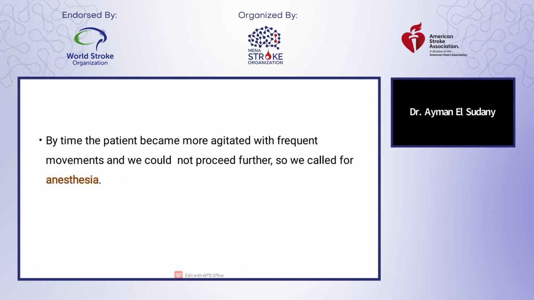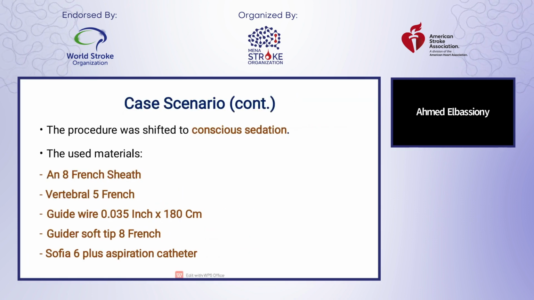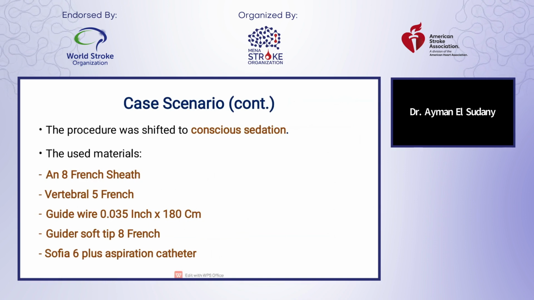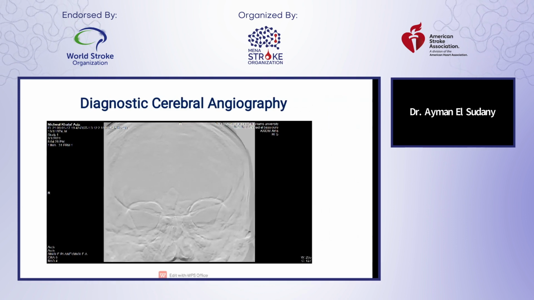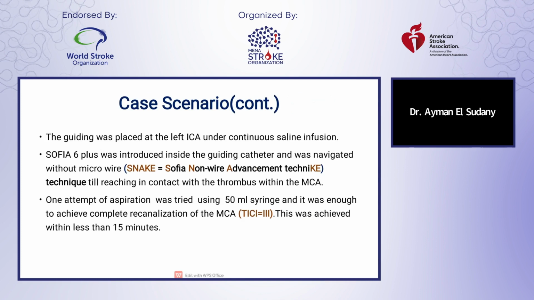By this time, the patient became more agitated with frequent movement, so we called for anesthesia. The procedure was shifted to conscious sedation. The materials we used: an 8 French sheath and 5 French diagnostic catheter, a 0.35 guide wire, an 8 French guiding catheter, and an aspiration catheter called Sofia 6+. Again, the images do not work. We placed the guiding catheter at the left internal carotid artery under continuous saline infusion, and introduced the aspiration catheter inside the guiding catheter, and navigated it until we reached contact with the thrombus.